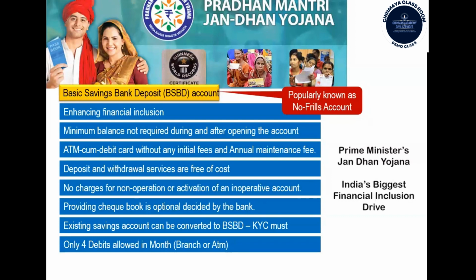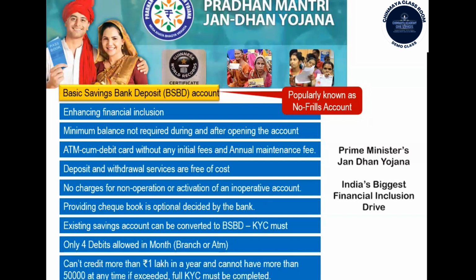If you are using any ATM branch, you can use it only 4 times. Then you can't credit more than 1 lakh in a year and cannot have more than 50,000 at a time. In the account, you can't have more than 50,000 at any point of time and you can't credit more than 1 lakh. If you are doing it, what will happen? Nothing. The account will convert itself into a normal savings account. Clear?